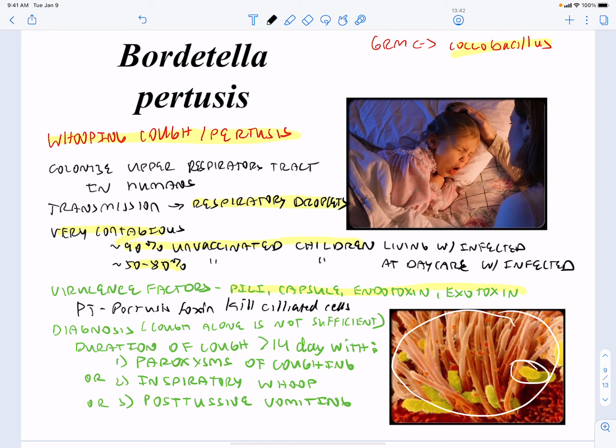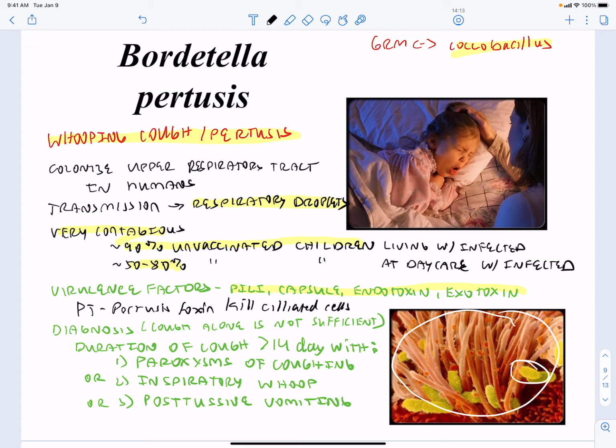And this is important for it to establish itself and also to cause the disease. Now, our diagnosis is going to be based on a few factors. Pertussis, of course, whooping cough, has a progression to the actual disease. But in order to diagnose it, coughing alone is not sufficient. There has to be something else associated with it.